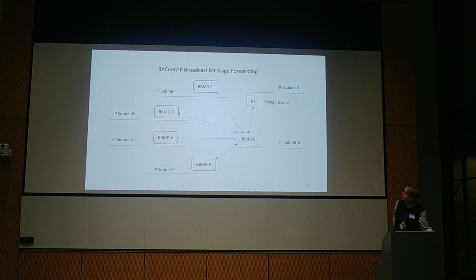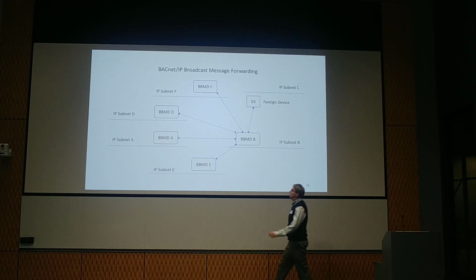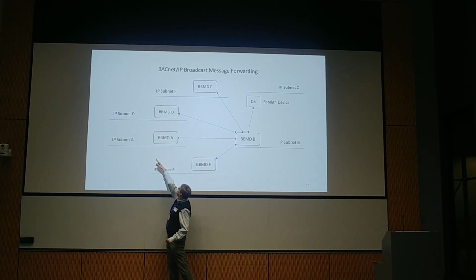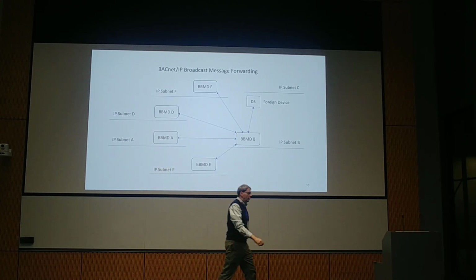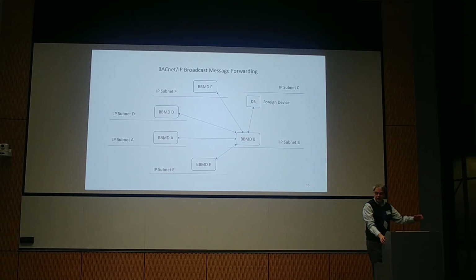And here's one example of a configuration that you can use to reduce broadcast traffic, especially in the leaf subnets. For example, if you look at subnet A over here, which is served by BBMD A, with this configuration, any broadcasts that originate on subnet D, which is right above subnet A in the diagram, will not be seen by any of the devices on IP subnet A.